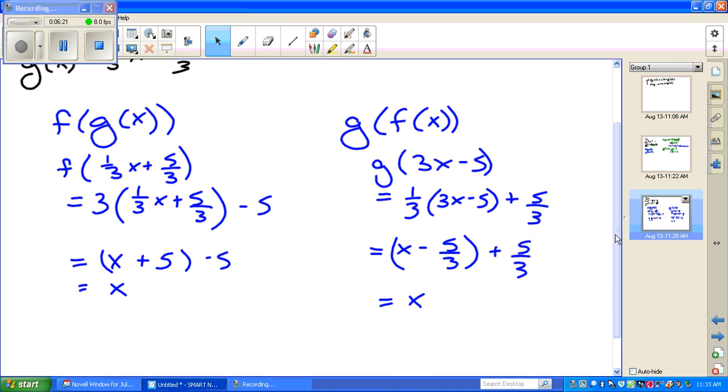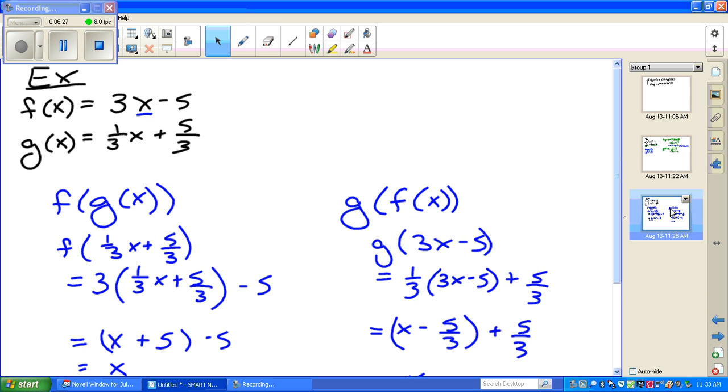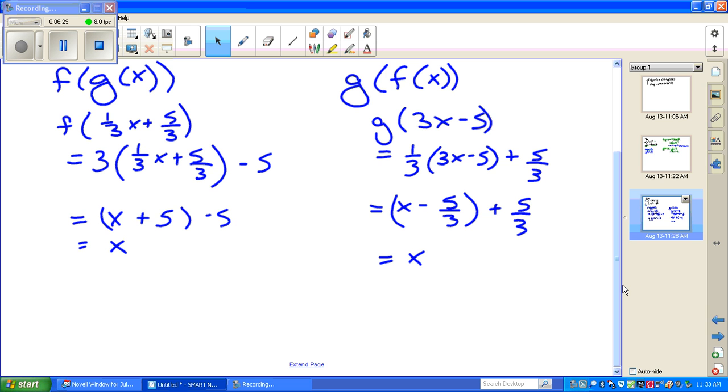This is a special case. This does not happen all the time, as we saw earlier, 2 different solutions when I did my composites. In this case, not only do I get the same value, but I get x. Just x. One way might be a little easier to figure out than the other. F of g of x might be easier than g of f of x. It completely depends upon the equations.